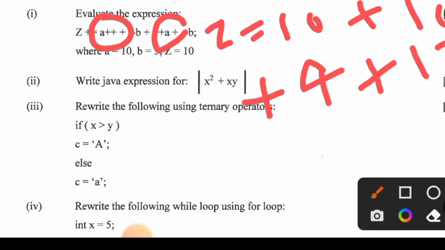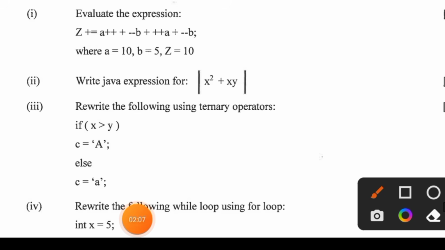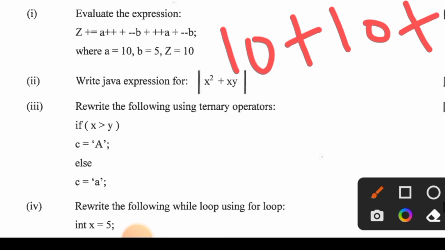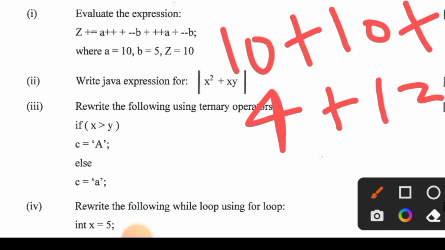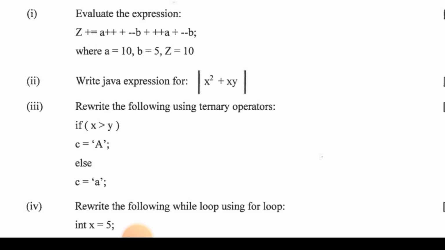Again at the last we have minus minus b. So what will be the total answer for us? In the beginning it was 10, then again 10, then it became 4, then it became 12, and then one more prefix minus minus b, which will become 3. That will be only addition: 10 plus 10, 20 plus 4, 24 plus 12, 36 plus 3, it will be 39. So our total value will be 39. Let's go to the second question.